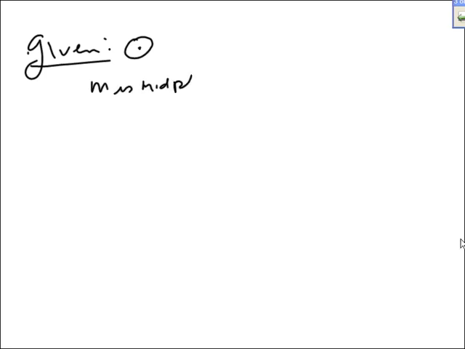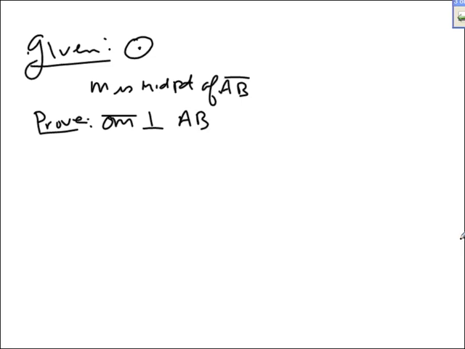The first one is, you're given a circle O, and M is the midpoint of AB. Should have drawn the picture first. And you want to conclude that OM is actually perpendicular to AB. And how do you do this?